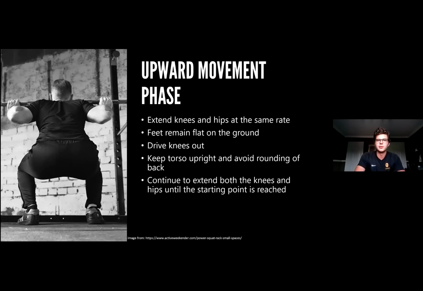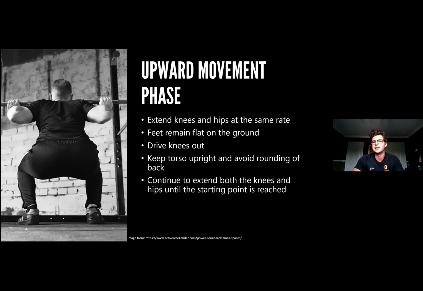Moving into the upward movement phase, we want to extend our knees and hips at the same rate. We took the elevator straight down, so let's take the elevator straight back up. Oftentimes we'll see an athlete extend at the knees and the hips will come afterwards, and they have almost like a jerky squat. We want to avoid that. We want them extending at the same rate. It just looks a lot smoother and it's more effective.